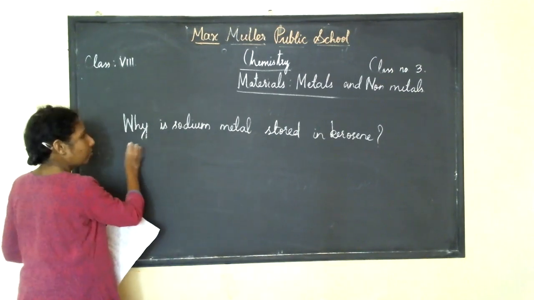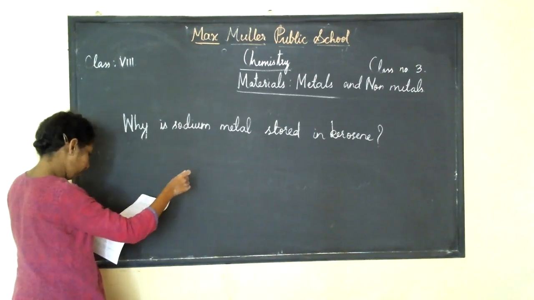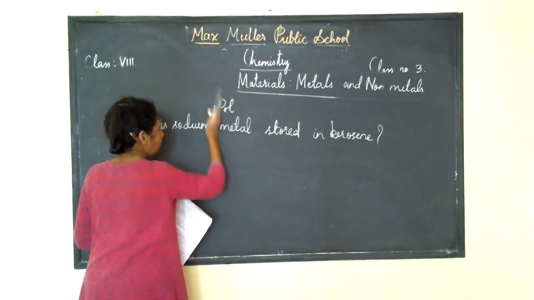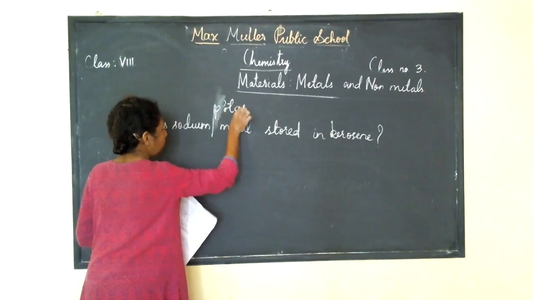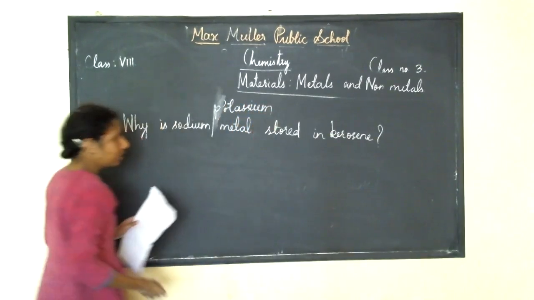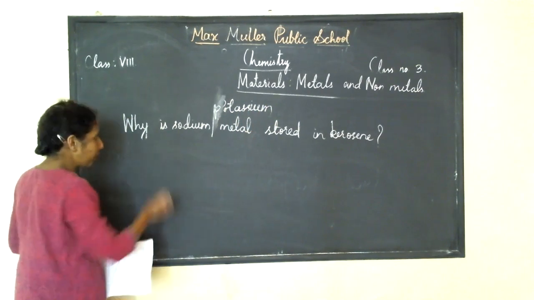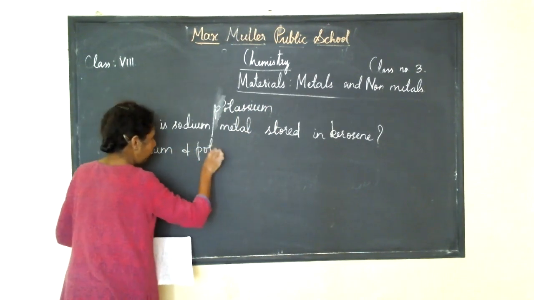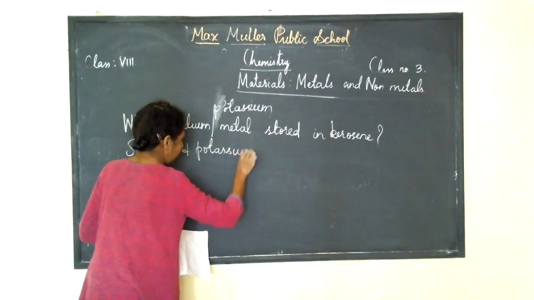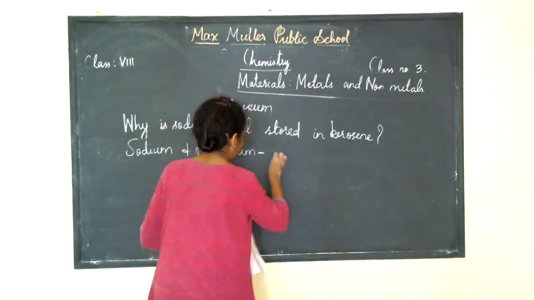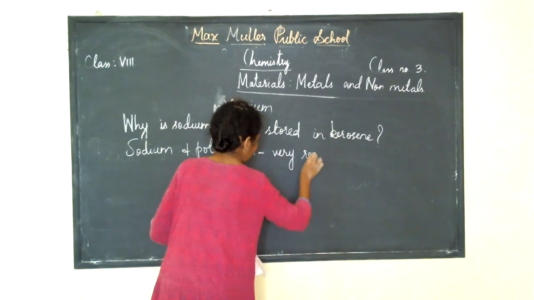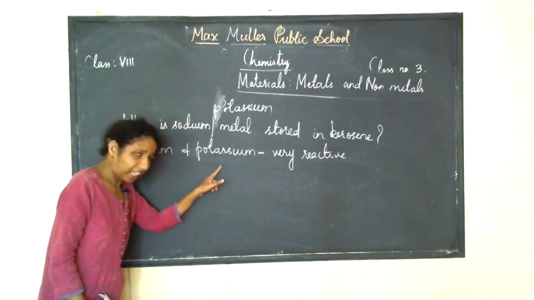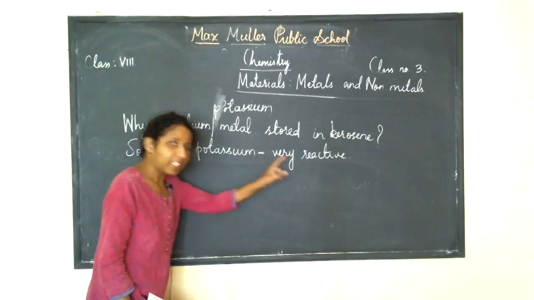Now, see here, sodium or potassium, both. Sodium and potassium metals, okay, they are stored in kerosene. Why? Because sodium and potassium, they are very reactive. Okay, sodium and potassium they are very reactive.